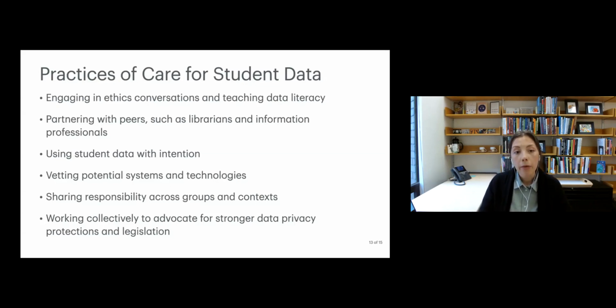And finally here, I would suggest that as educators and as researchers, we are in a position to collectively advocate for stronger privacy policy and regulations on applications of AI, both in the interests of stewarding student data and our personal data with care more broadly.